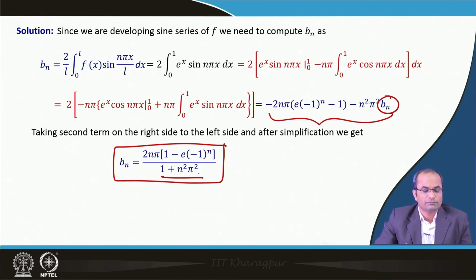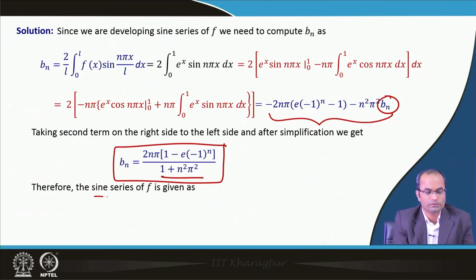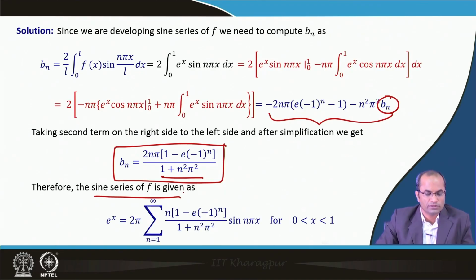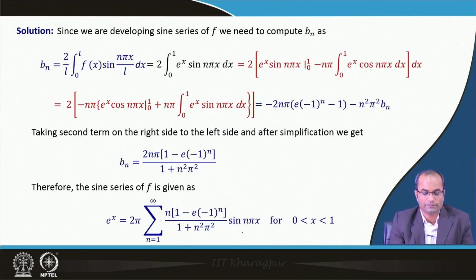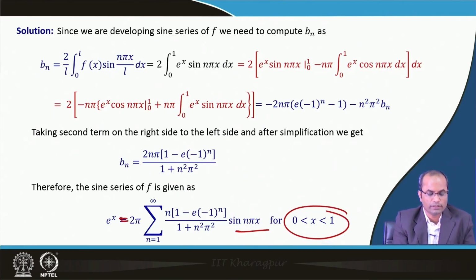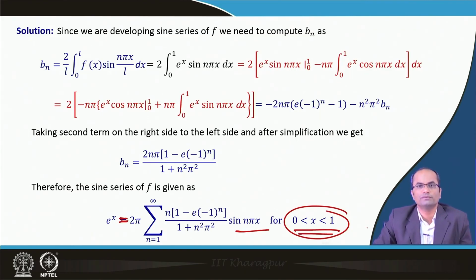Having these Fourier coefficients, we can write down the sine series, because the objective here was to have the sine series. So the sine series for e power x will be this 2 pi, and then the coefficient b n is substituted here, and then we have the sin n x term. This equality we have written is true in the region 0 to 1, because we have a continuous function.